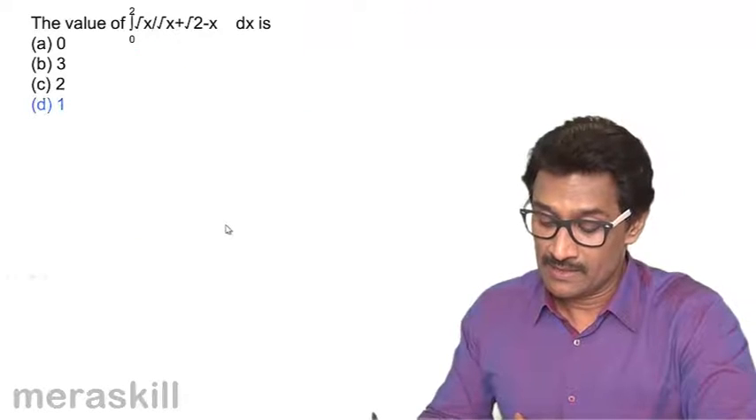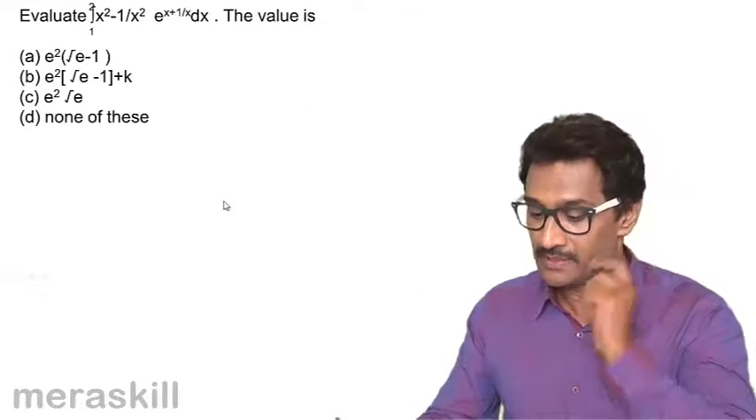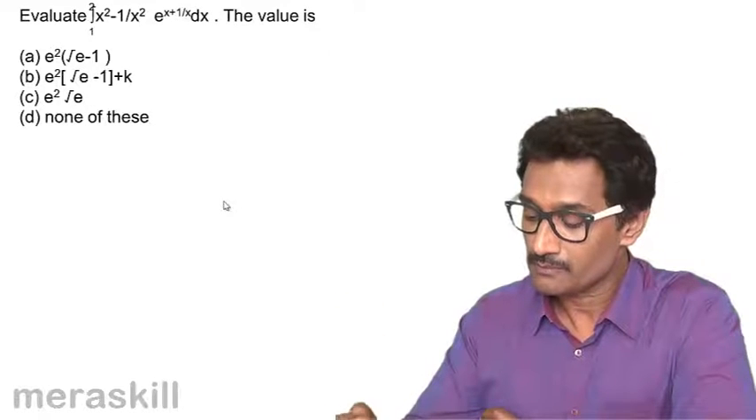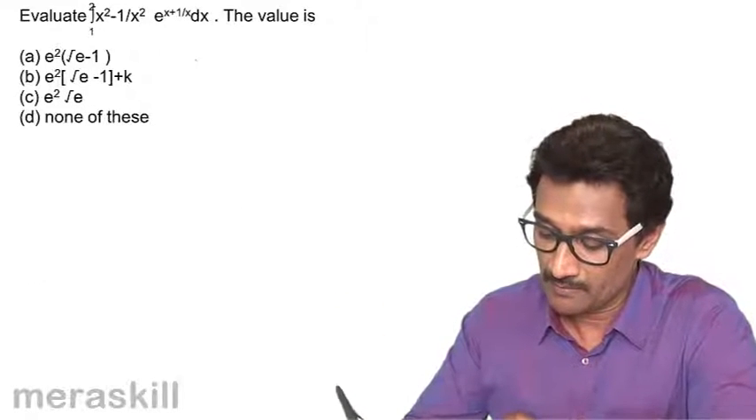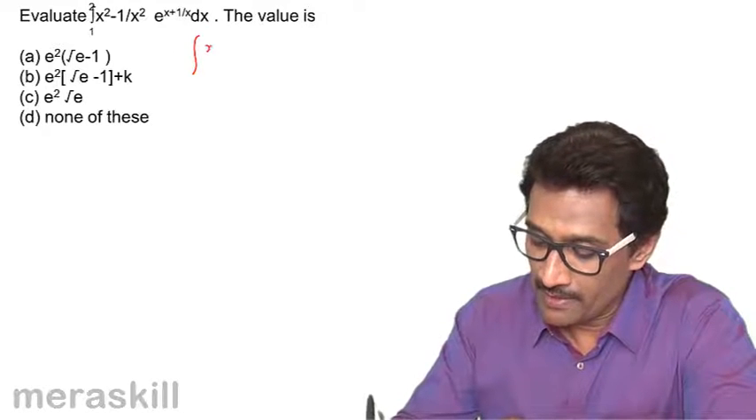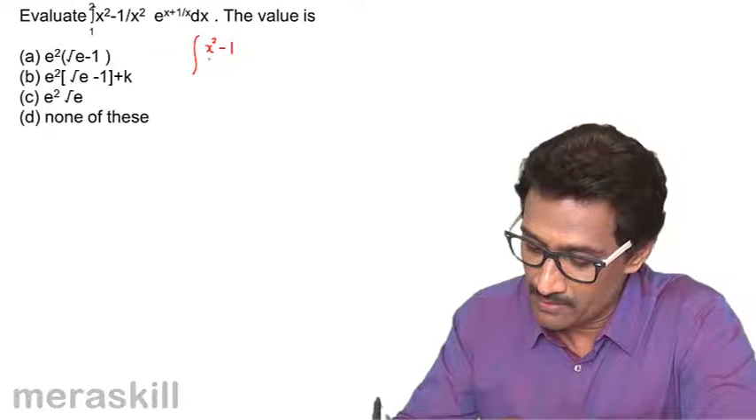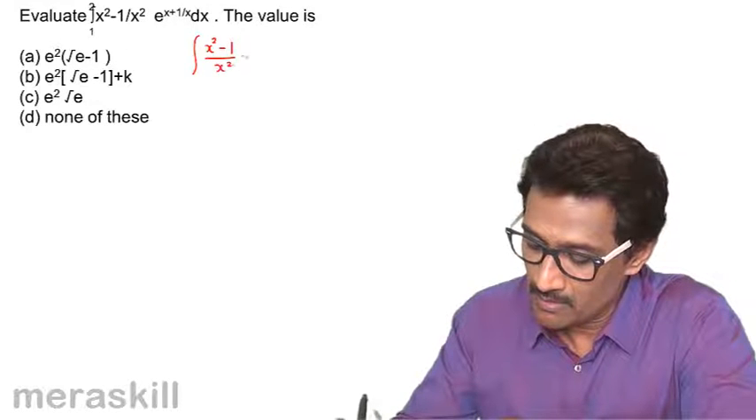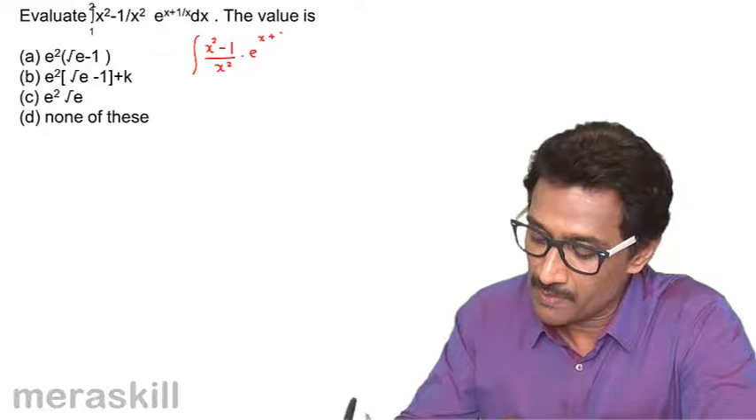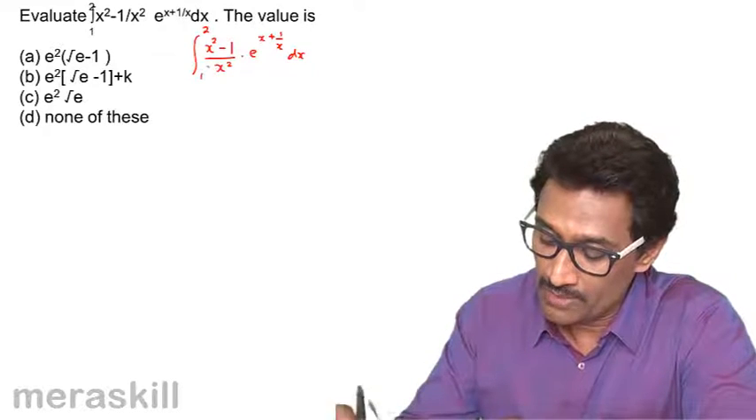So the value of this is 1. Right? So we have it that way. Let's take this one. We have the integral of x square minus 1 upon x square into e raised to x plus 1 by x dx in the domain 1 to 2.